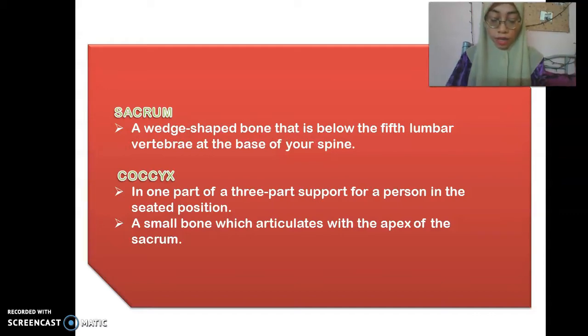And then lastly is the coccyx. The coccyx has 3 parts, and one of the 3 parts can support a person in the sitting position. The coccyx is a small bone which articulates with the apex of the sacrum. It is also known as the tailbone and is located below the sacrum.